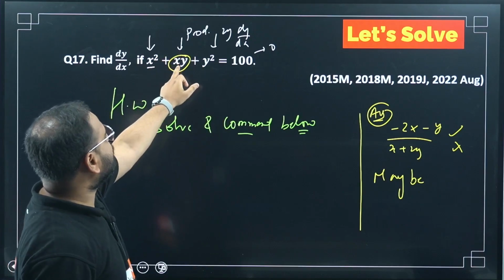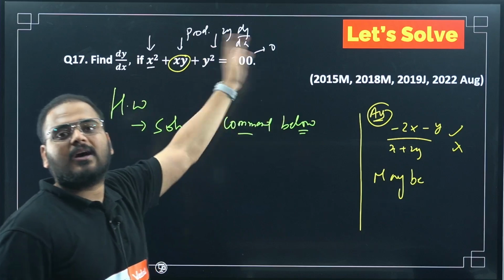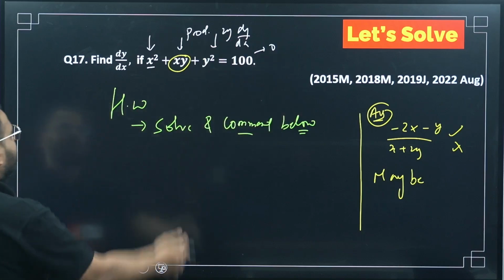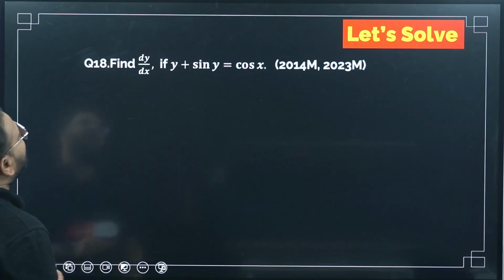This is 2x. Use the product rule over here for x and y. This is 2y dy by dx. This is 0. Bring the other terms on the 0 side and find the value of dy by dx. Moving on.